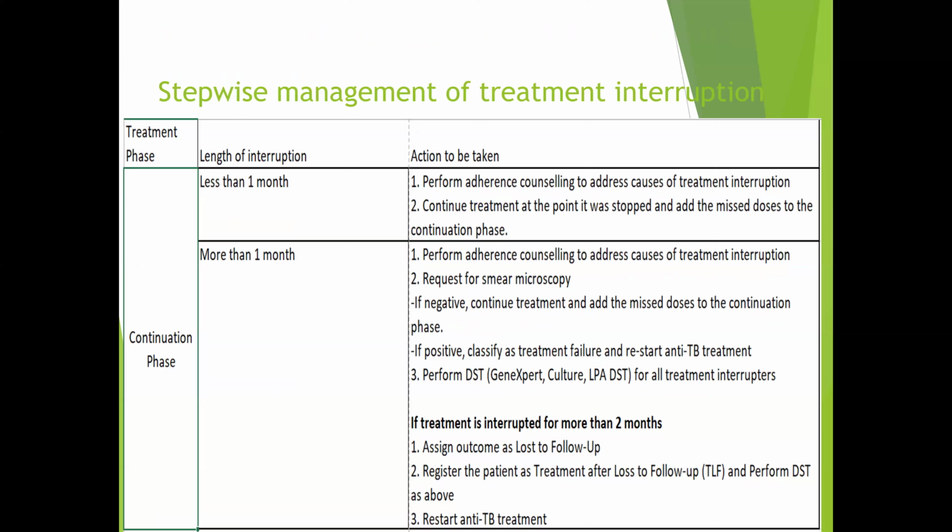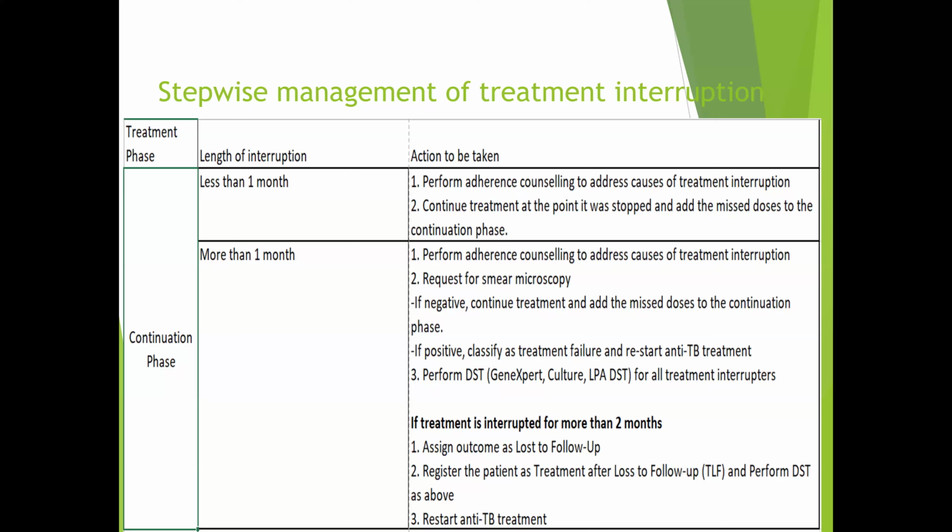For patients in the continuation phase, if they have interrupted treatment for less than 1 month, we perform adherence counseling and we continue with the treatment where the patient stopped, and then we add the missed doses. If they have defaulted or interrupted for more than 1 month, we perform adherence counseling and we do a smear. If it's negative, we continue and add the missed doses.